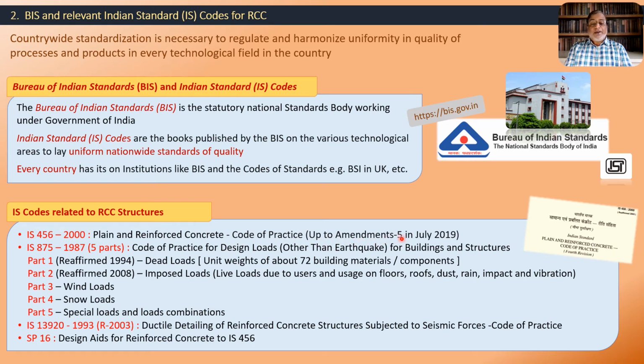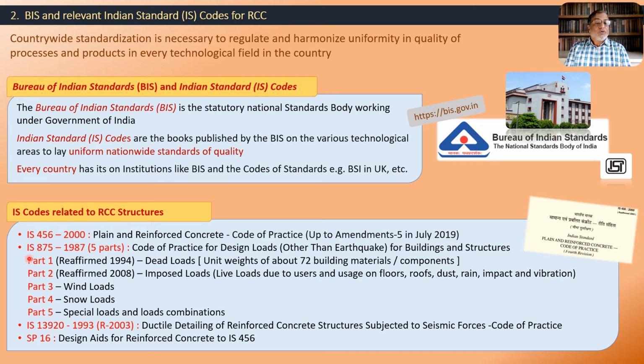Up to Amendment 5 in July 2019. As we said, the code was published in 2000, but in July 2019 there was the fifth amendment. So there were 4 amendments in between, from 2000 to 2019. We can say till July 2019 this IS code, IS 456-2000, has been amended 5 times. This indicates that the IS codes are constantly updated, and the engineer, while designing a structure, has to be updated about the latest version and latest amendment and revision of the particular IS code.